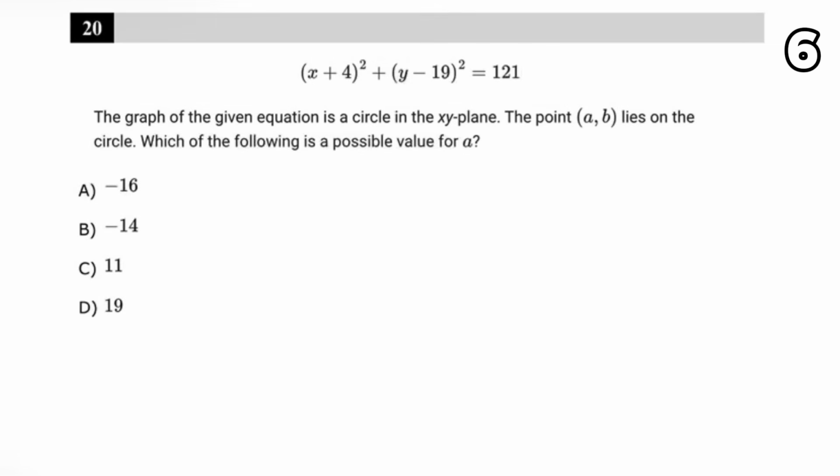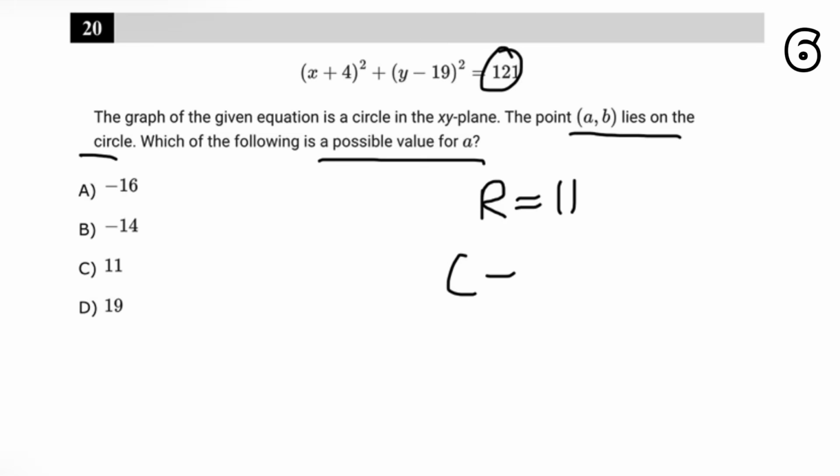Now let's move on to question 6. The graph of the given equation is a circle in the xy plane. The point AB lies on the circle. Which of the following is a possible value for A? From the equation, which is a circle formula, we know that the radius of the circle is 11. And we know that the center of the circle is at x equals -4 and y equals positive 19.